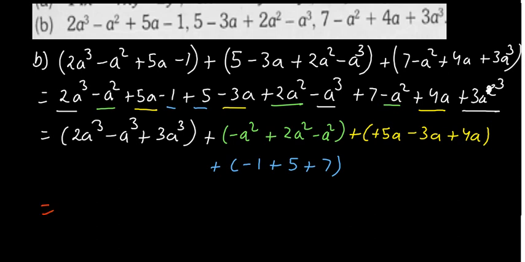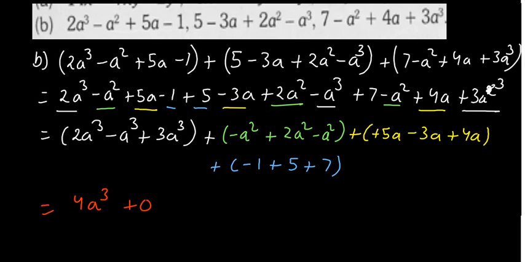2a cube minus a cube will be 1a cube. 1 plus 3 is 4. Sorry, this is 4a cube. Next one is about a square. Minus a square plus 2a square is a square. A square minus a square will become 0. So this will become 0.